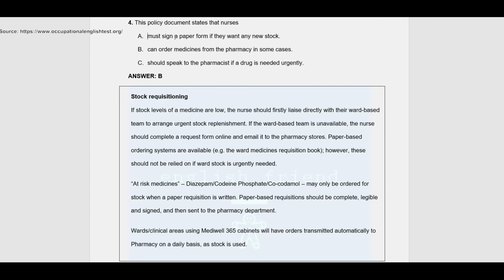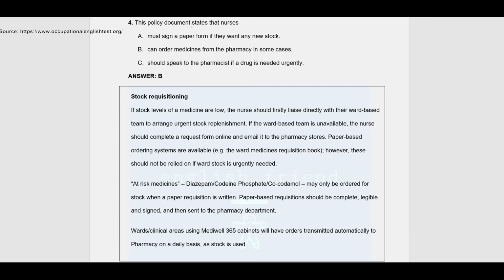Option A says nurses must sign a paper form if they want a new stock. No, we cannot say they must sign a paper form if they want a new stock, because in the last part of the first paragraph we may see paper-based ordering systems are available, but they are not reliable if ward stock is urgently needed. So we cannot really find any information in this paragraph that it is a must for nurses to sign a paper form if they want a new stock immediately or if it is urgent. So option A is wrong.